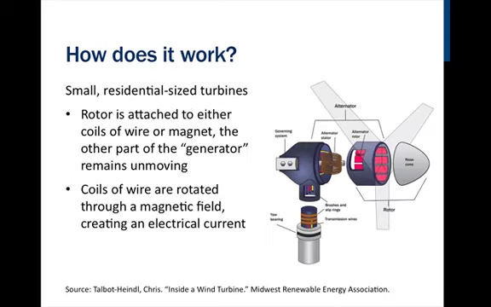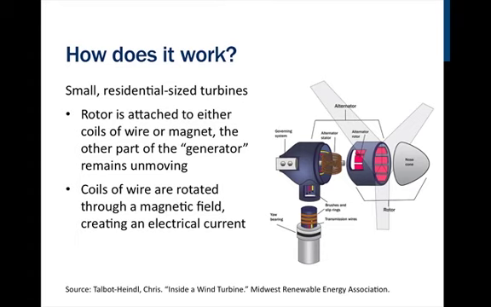In talking about how wind turbines work, it is important to note that there are some very large differences in how small residential-sized wind turbines work and how large wind farm-type turbines work. Small residential-sized turbines are generally considered to be 1 kilowatt to 100 kilowatt systems. In a small residential-sized turbine, the generator is what converts the rotational motion of the rotor into electricity. The rotor is attached to one portion of the generator, either coils of wire or a magnet, while the other part of the so-called generator remains unmoving.